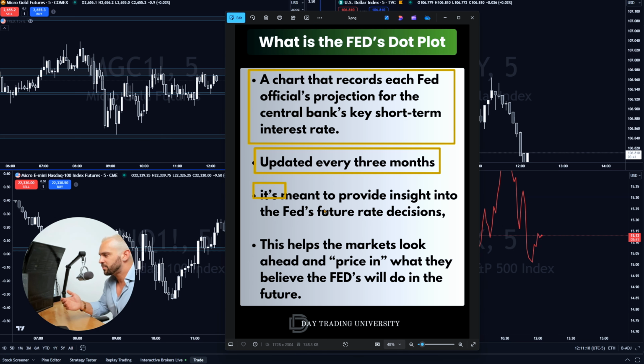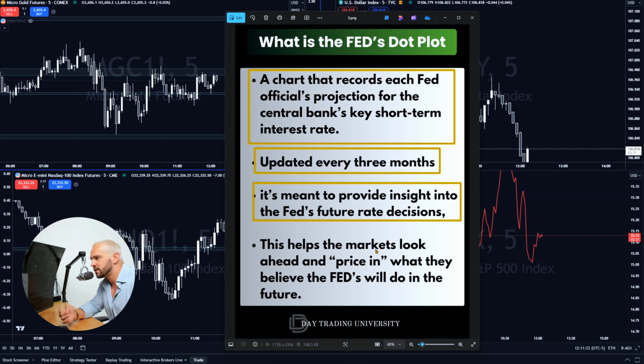Now, I kind of explained this. It's meant to provide insight into the Fed's future rate decisions. The reason this is important is because it tells me, or the markets, what the Federal Reserve is expecting to do next year in terms of interest rates, because the markets are forward-looking. You can see here, I said it, this helps the markets look ahead because they like to price in what they believe the Fed will do in the future. Have you ever heard the term, buy the rumor, sell the news?